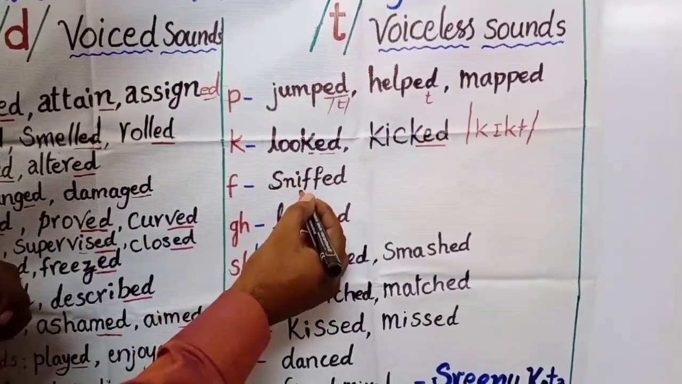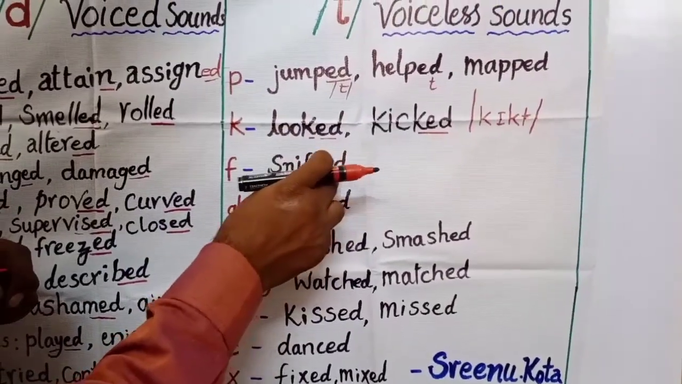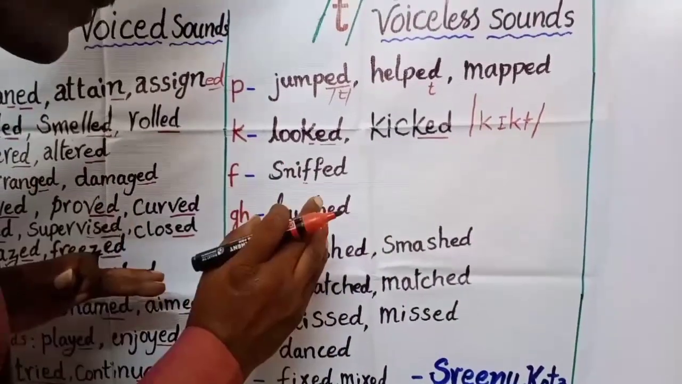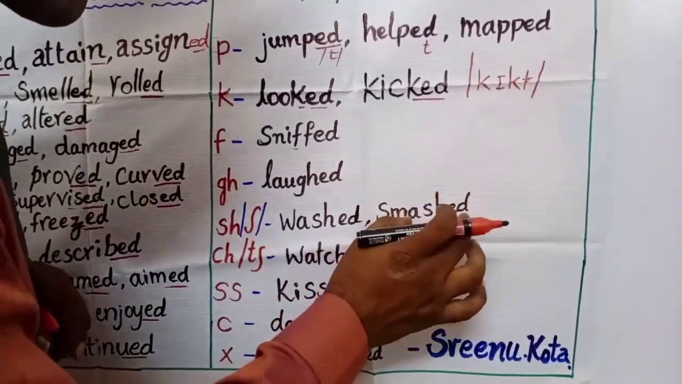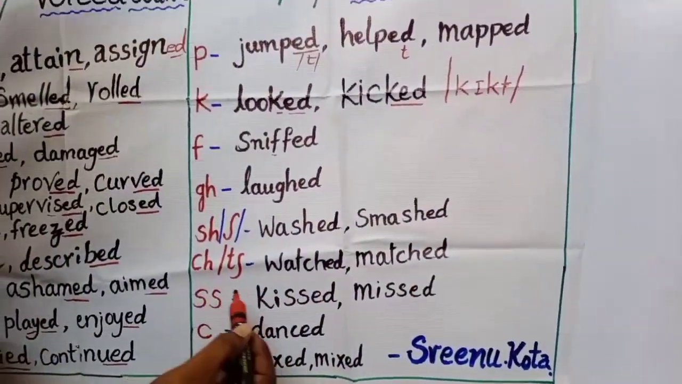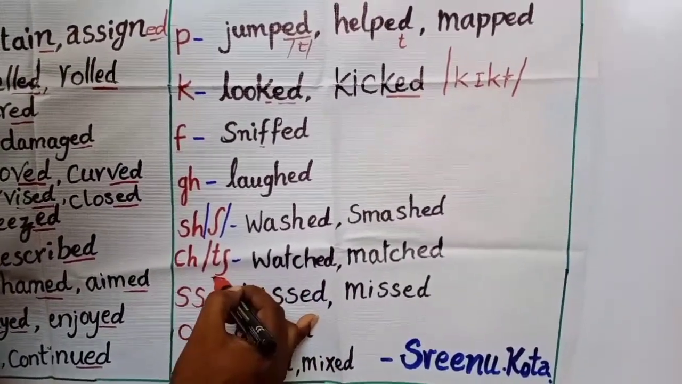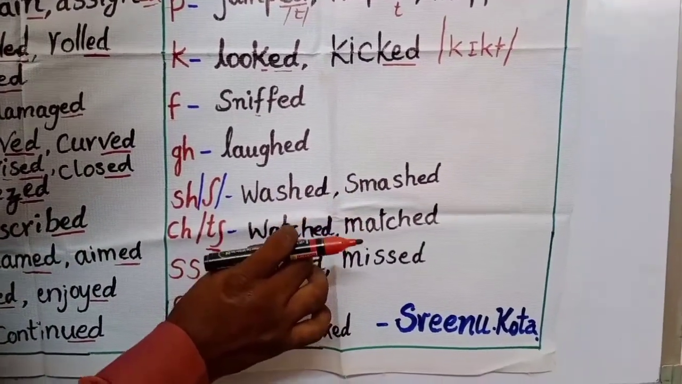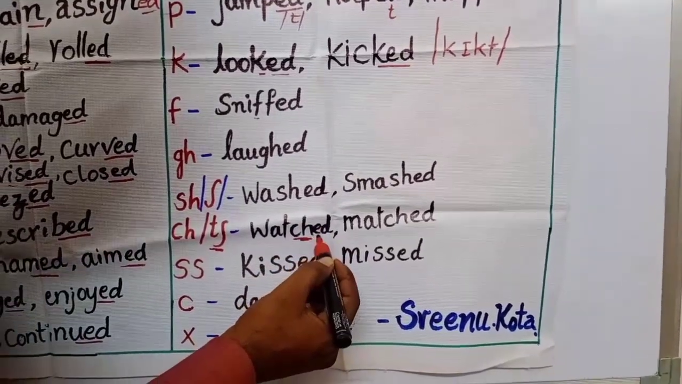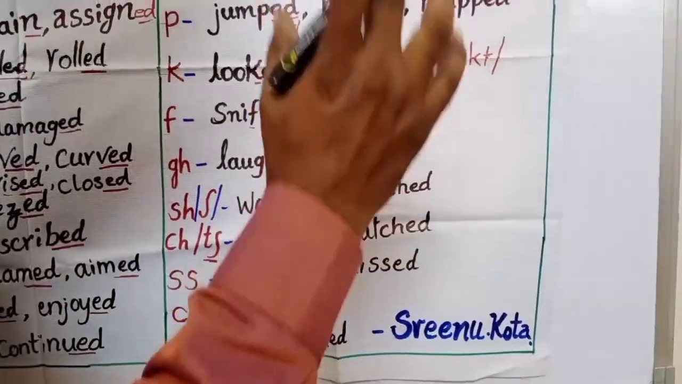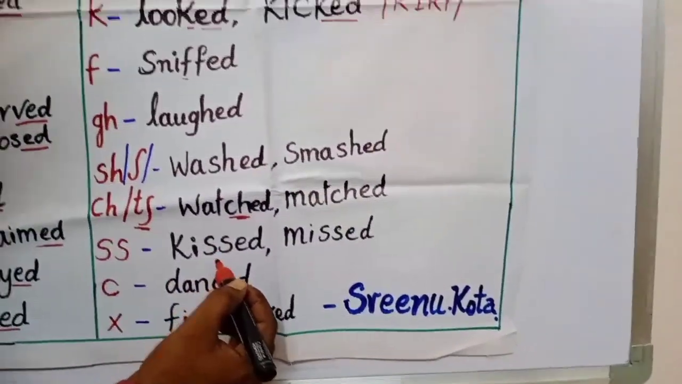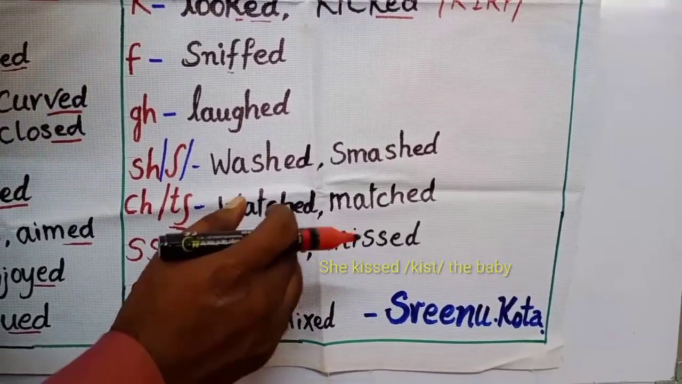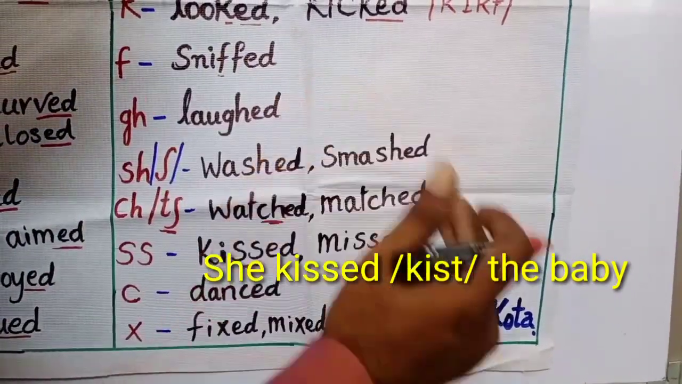Next, sniff, a word that ends with f sound, another voiceless sound, automatically this ed is pronounced as t, sniffed. Laughed, it's not laughd, laughed. Wash, washed, smashed, brushed. Next, watch. Of course, this ch sound, after any past verb that ends with ch sound, it will be pronounced as watched, matched, not matchd, matched. Next, another verb ends with s sound. Automatically the ed is pronounced as t, kissed. She kissed the baby. I kissed the baby.